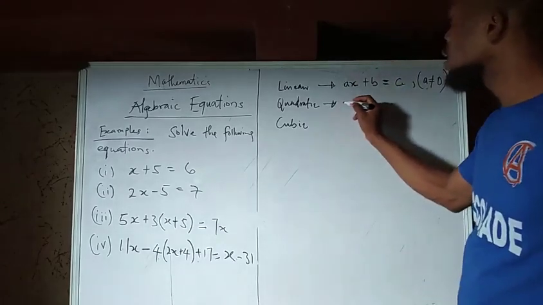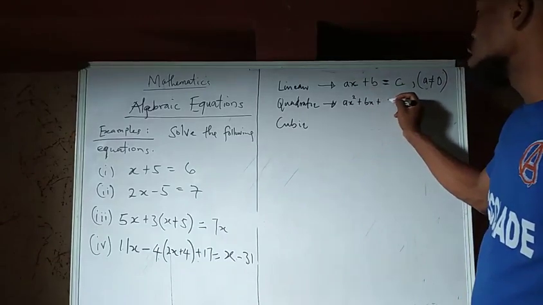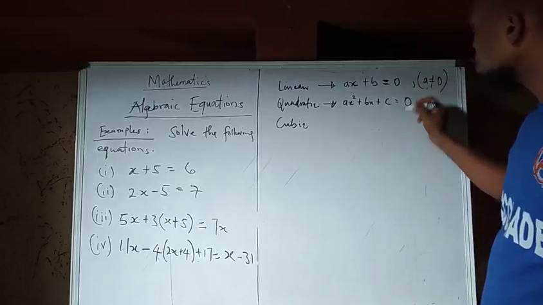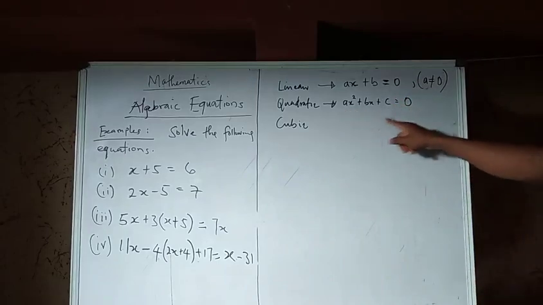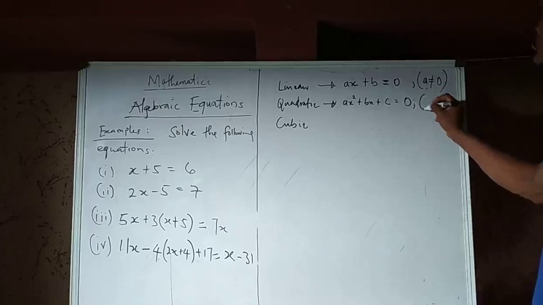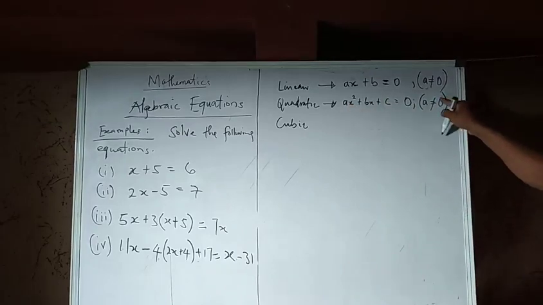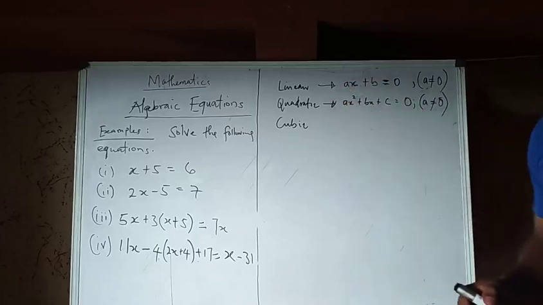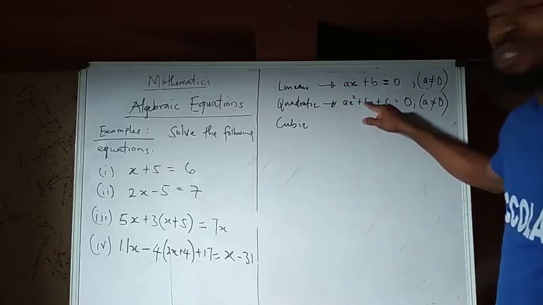Now, if it was a quadratic equation, you're going to get something like this: ax squared plus bx plus c equals 0. So this is the form of a quadratic equation. Of course, in this quadratic equation, a, the coefficient of x squared, must not be equal to 0. If it is equal to 0, it returns back to a linear equation, because everything there will become 0 and you'll be left with bx plus c.